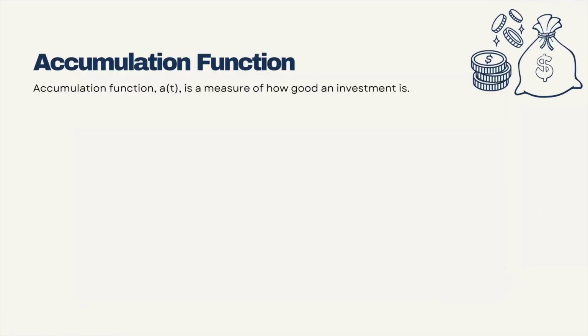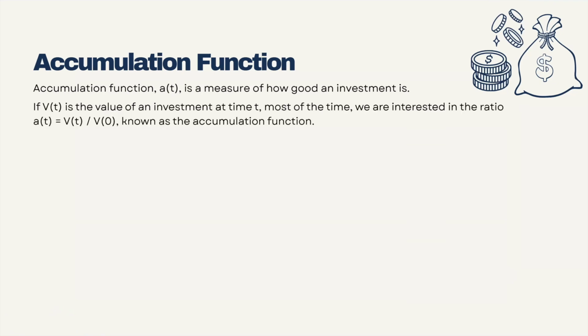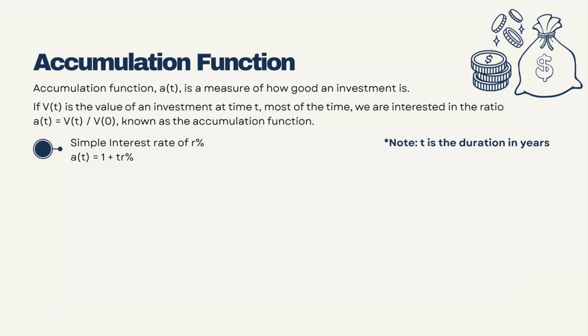The accumulation function is a measure of how good an investment is. It is the ratio between the value of an investment at time t and the value of the same investment at time 0. Here is a list of some common accumulation functions based on the different ways interest rates are compounded. Firstly, we have simple interest rate. In this case, the accumulation function is simply 1 plus t multiplied by r.